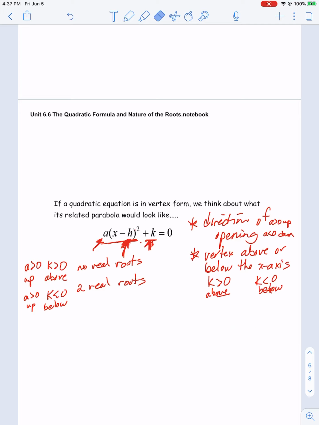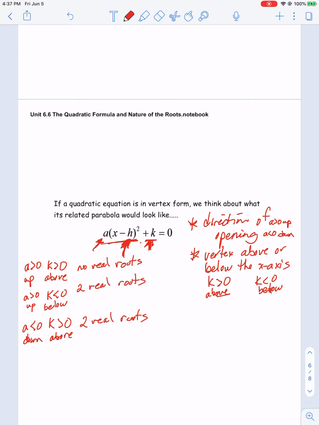Okay, what if A is less than 0 and K is greater than 0? So it's opening down, and K is greater than 0, so that means it's above the x-axis. Think about it. Okay, hopefully you said 2 real roots.